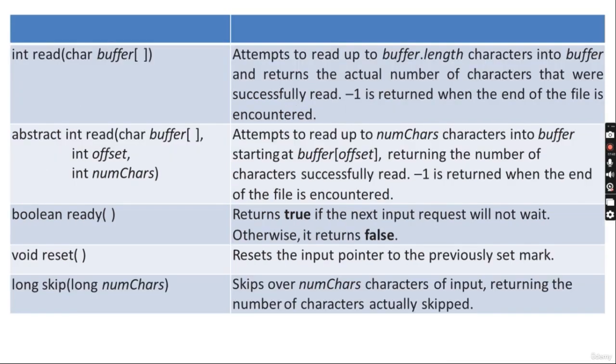Int read(char[] buffer) attempts to read up to buffer.length characters into buffer and returns the actual number of characters that were successfully read, -1 if end of file is encountered. Abstract int read(char[] buffer, int offset, int numChars) attempts to read up to numChars characters into buffer starting at buffer[offset]. So it will read numChars characters into the buffer array starting at the offset, returning the number of characters successfully read, -1 if the end of file is encountered.